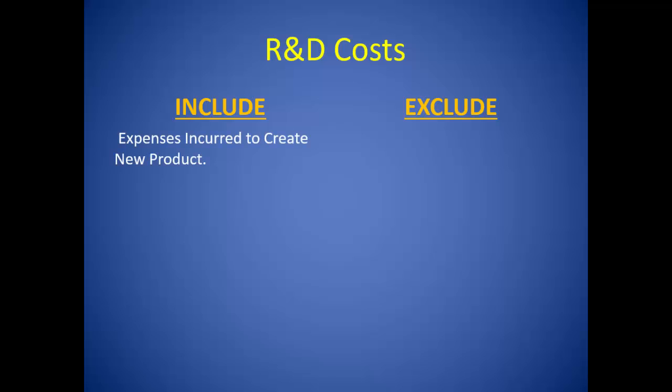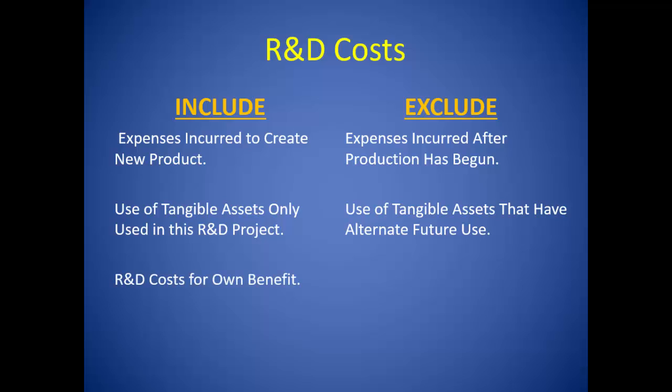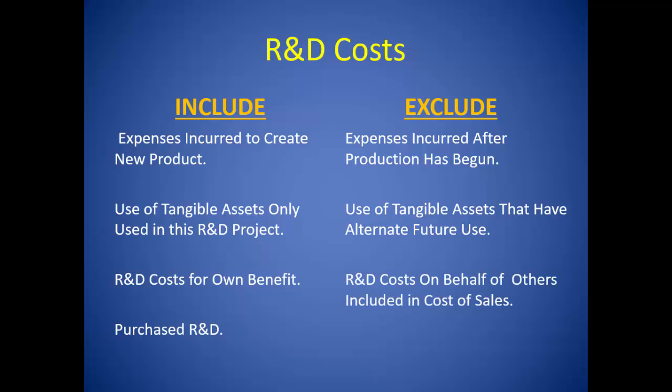So what do you include and exclude? First, you include the expenses incurred to create a new product. You exclude any expenses incurred after production has begun. You're going to include the use of tangible assets only used in the R&D product or project, but if it has an alternate use, you exclude it. You include R&D costs for your own benefit and purchased R&D. You will exclude R&D costs that you're incurring on behalf of others, if it's included in the cost of sales.